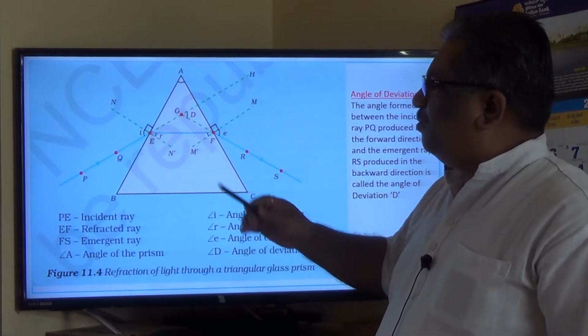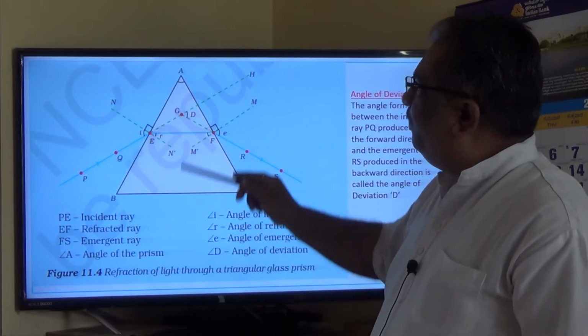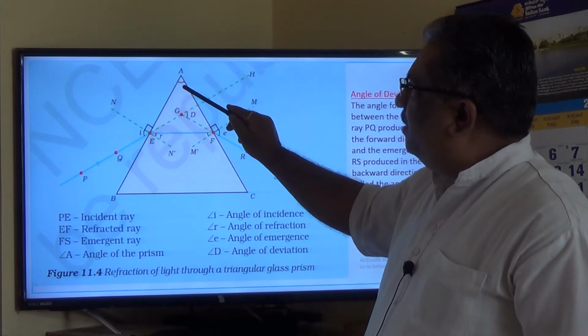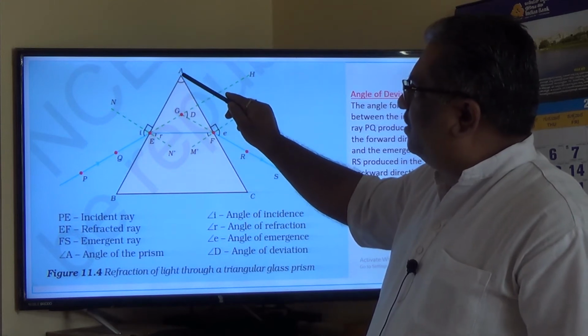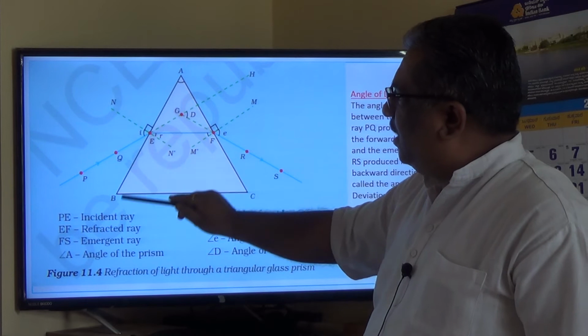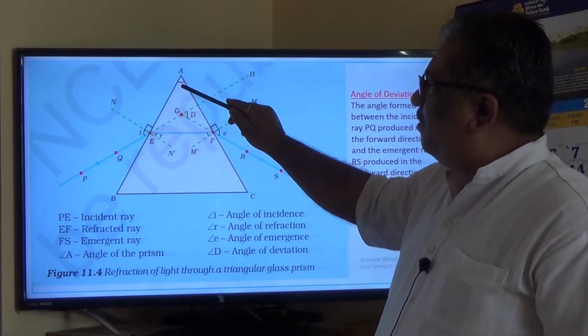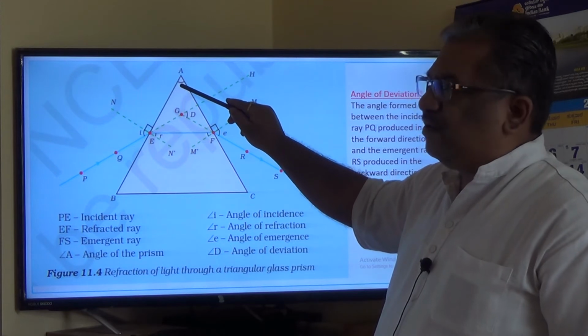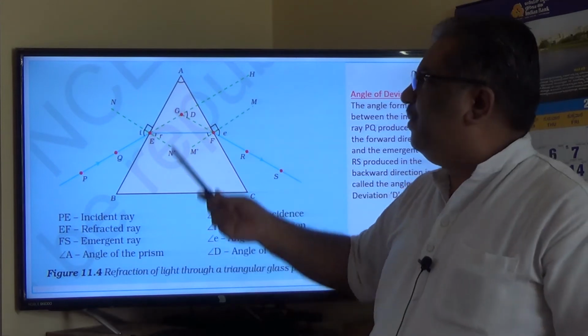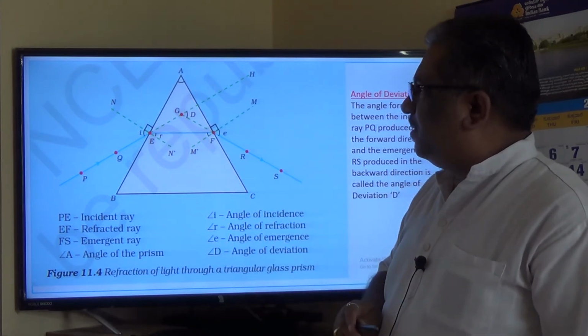A couple of other terminologies we need to understand. This angle A, the lateral surfaces AB and AC make one particular angle here, and this angle is called the angle of the prism. So A is the angle of the prism.